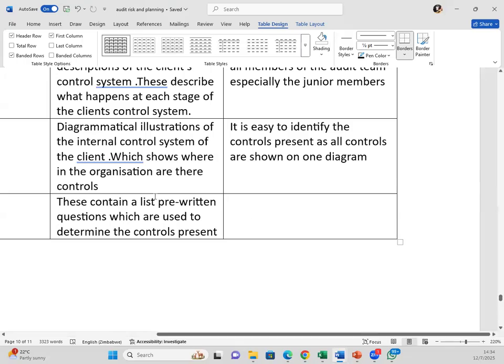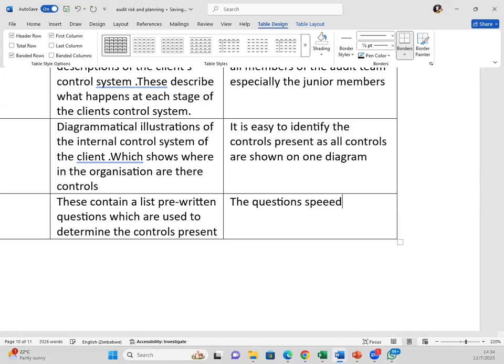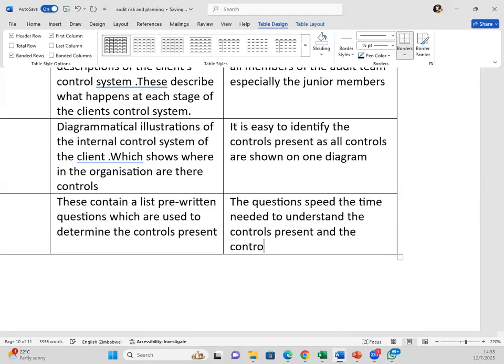Questionnaires tend to be fast. They speed up the time needed to understand the controls present and the controls missing. So in terms of being fast, they are fast, because we have all the questions, and in most cases, it's just a matter of them saying, yes, we do have, or we don't have that.